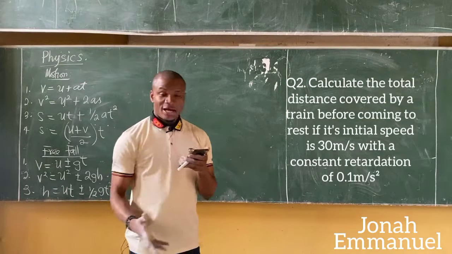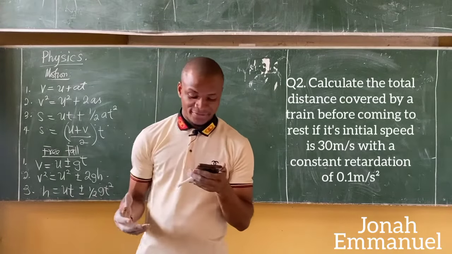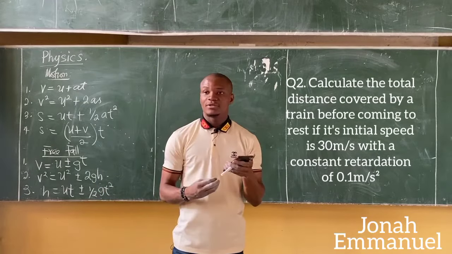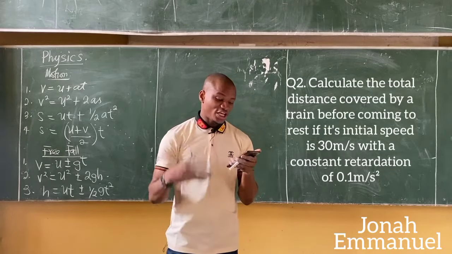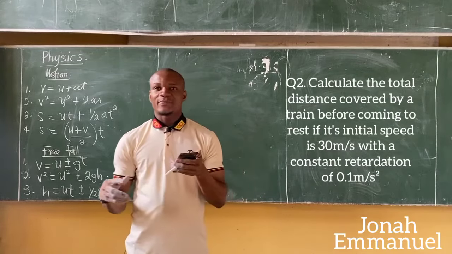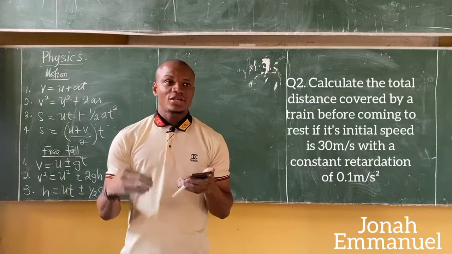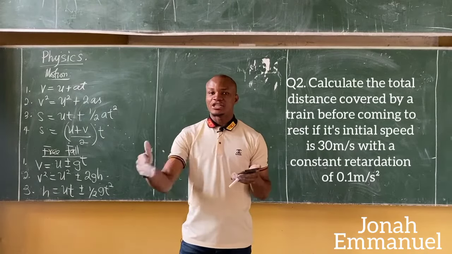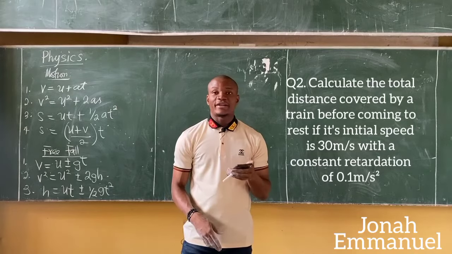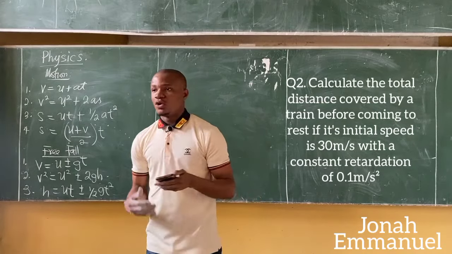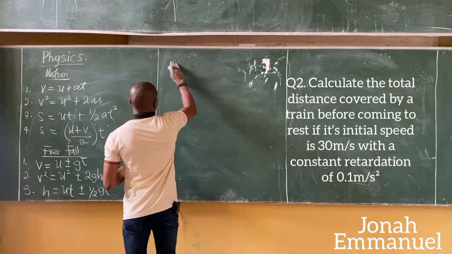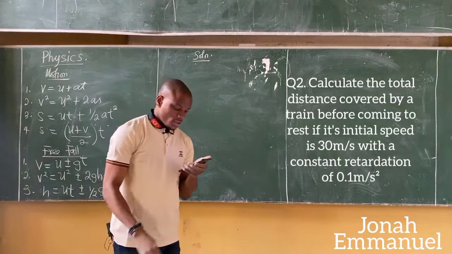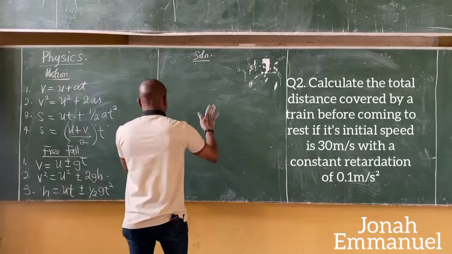Question 2. Calculate the total distance covered by a train before coming to rest, if its initial speed is 30 meters per second, with a constant retardation of 0.1 meters per second squared.